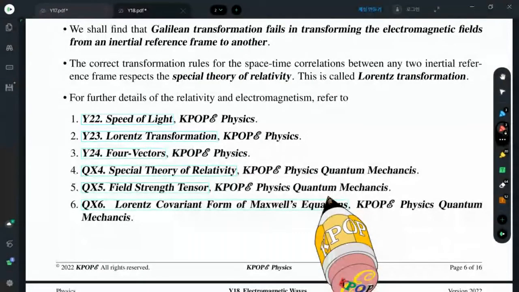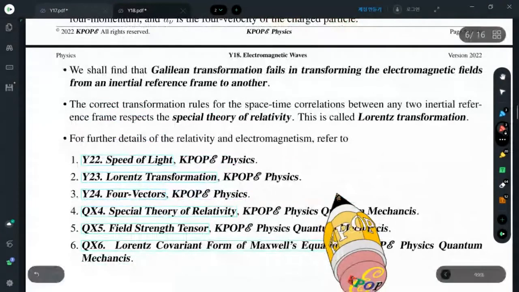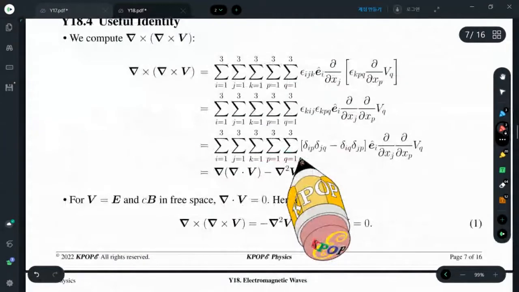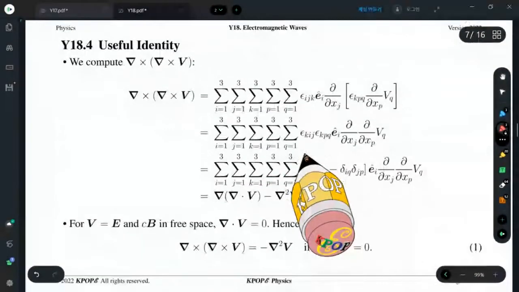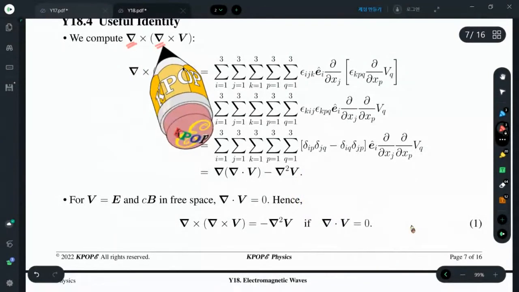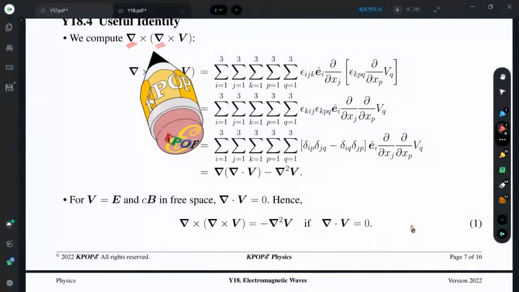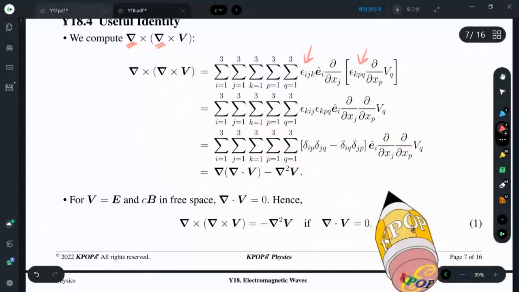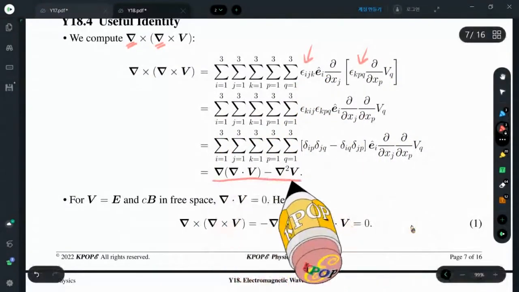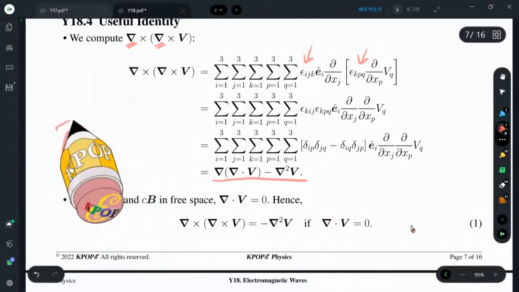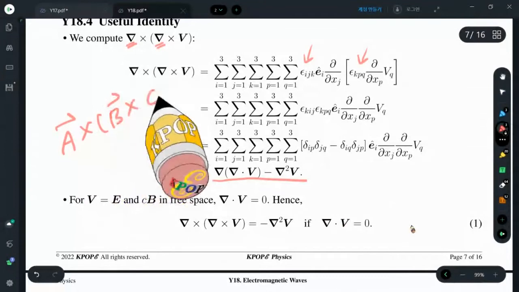Okay, you will find more interesting materials in here if you click. You have to remember some simple algebra. So we have curl. If you compute curl, you need to introduce Levi-Civita to simplify the calculation, but you are already very familiar with the BAC-CAB rule, A cross B cross C.